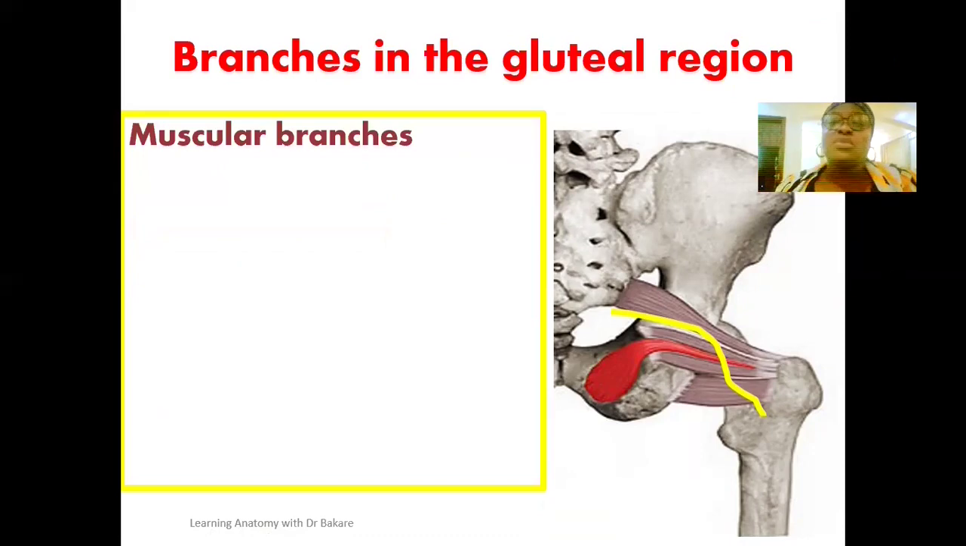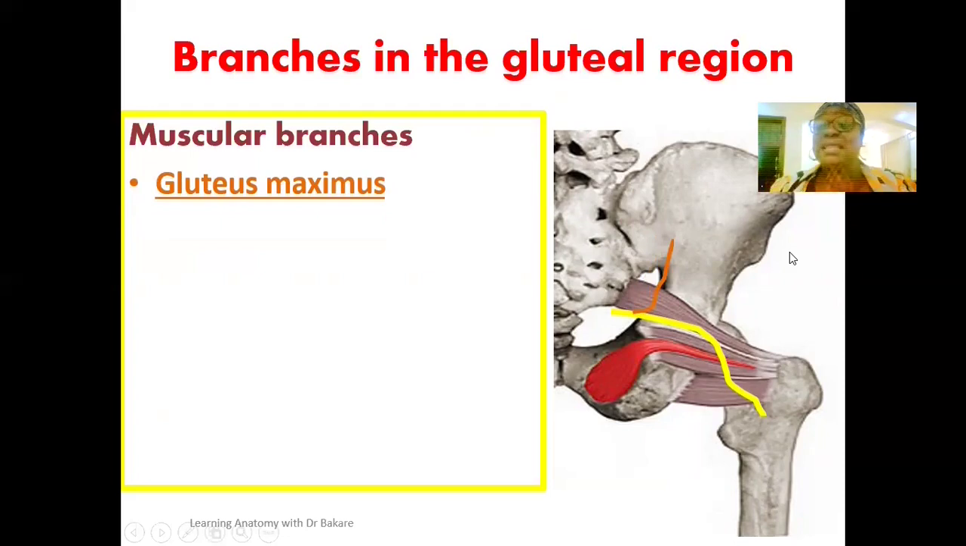So it gives muscular branches to a number of muscles around the gluteal region. And it is good that we're able to highlight the specific muscles that it provides supply for. So it's seen to give supply for the gluteus maximus. And this is what is seen here to be highlighted at this point. We know that the gluteus maximus is the most superficially placed muscle around the gluteal region, and it's seen to be overlying the gluteus medius and the gluteus minimus.